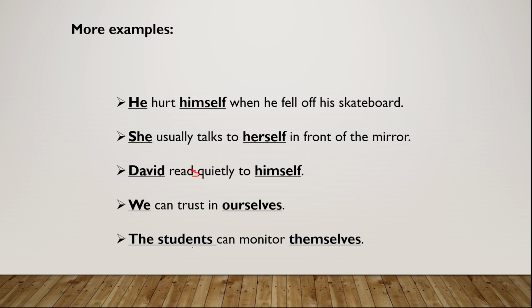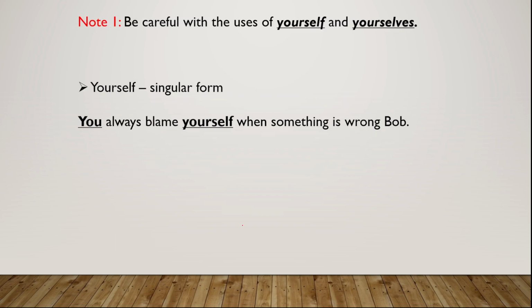Yourself is in the singular form. For example, you always blame yourself when something is wrong. This is now talking about one person, the singular form.